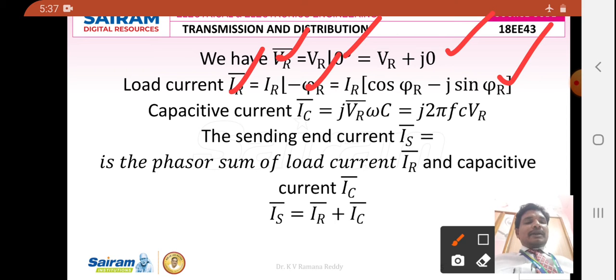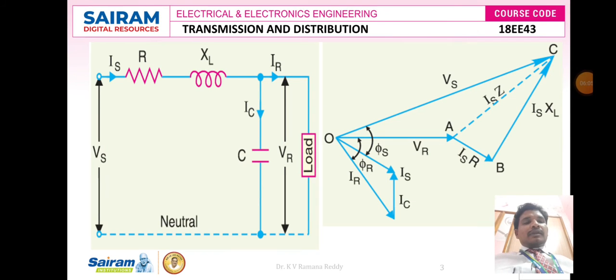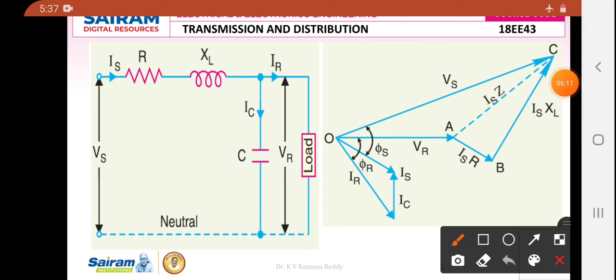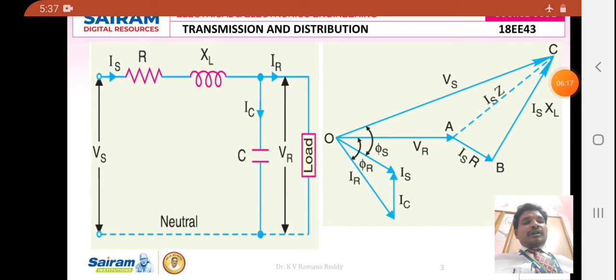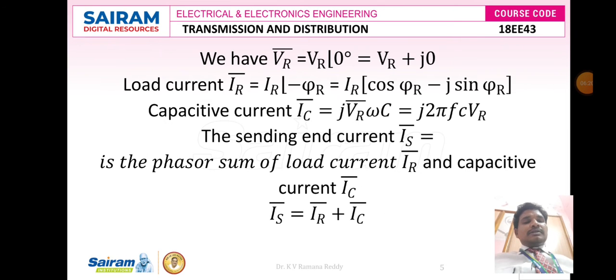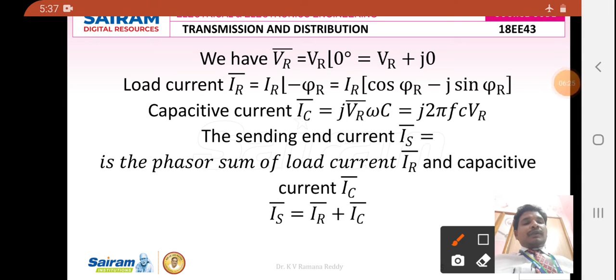Similarly, we can write the capacitive current called IC. In this circuit diagram there is a capacitor, and the current flowing through this capacitor is called the capacitive current, IC. The equation for IC is the receiving end voltage VR bar divided by XC. XC is nothing but 1 by omega C. So 1 by j omega C means it will come as j VR bar omega C. Omega means 2 pi f, so we can write j 2 pi f C VR.